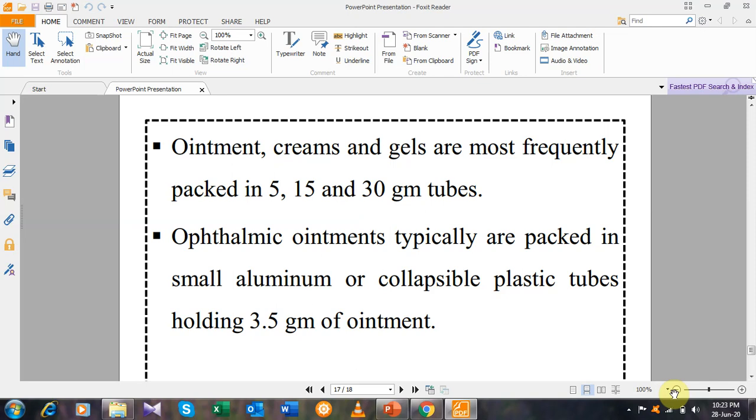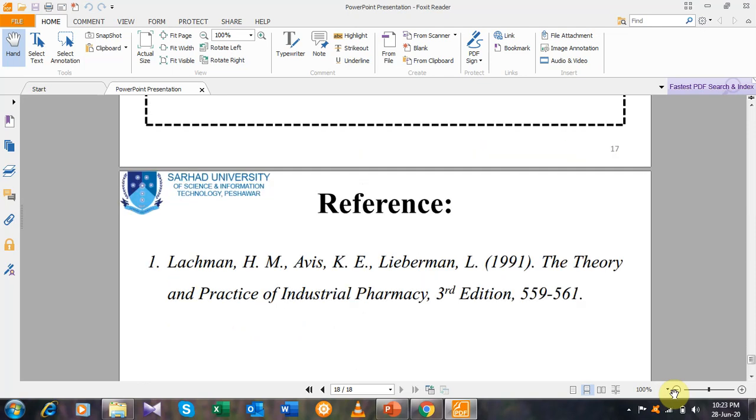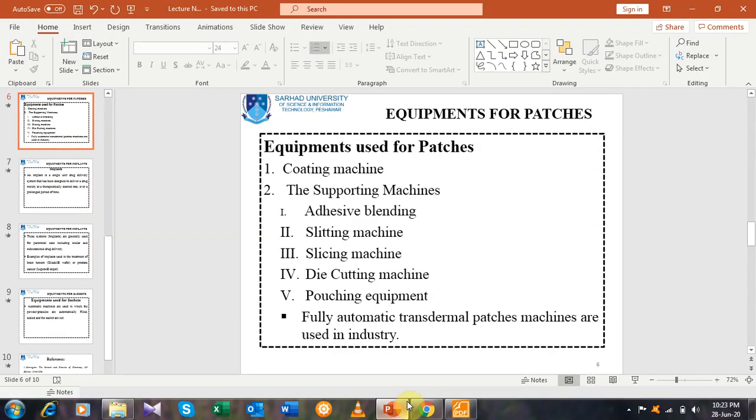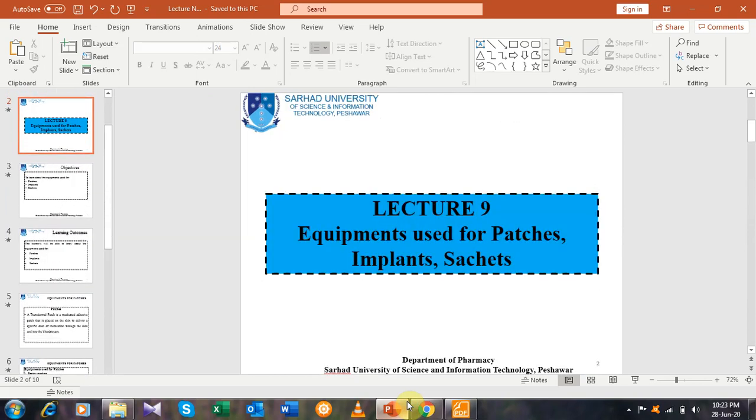This is for ointments, creams and gels, but the exception is there for most of the ophthalmic ointments, which are typically packed in a small weight, that is 3.5 gram. And that's the topic from Lachman, The Theory and Practice of Industrial Pharmacy, while the second part of this lecture comprised of the equipment used for patches, implants and sachets.